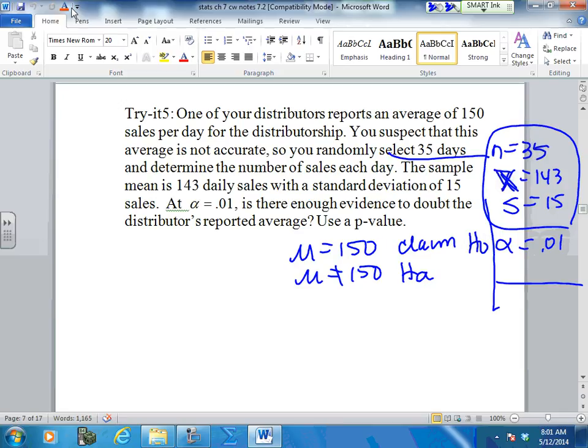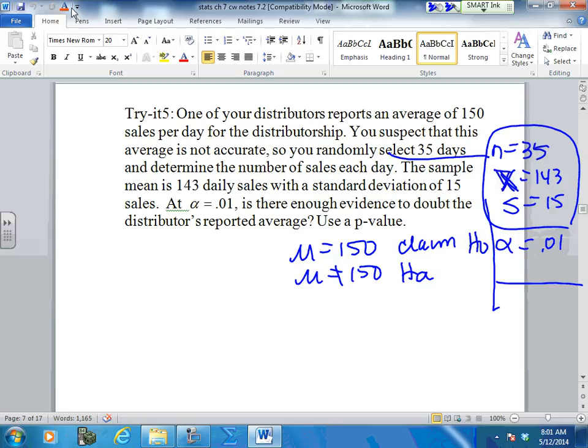Okay, all of this is extremely important. Now, isn't it supposed to be? You said the average is not accurate. Yeah, you suspect the average is not accurate. It says you suspect this average is not accurate. Right, you suspect it's not. So what does that make his claim?